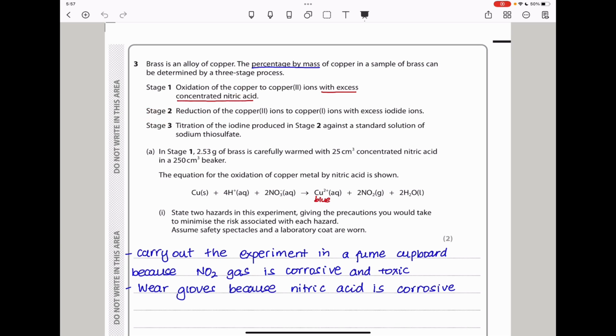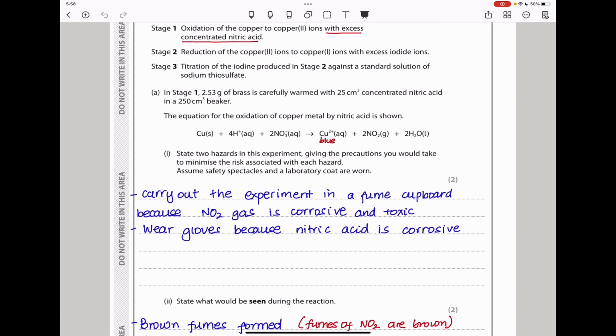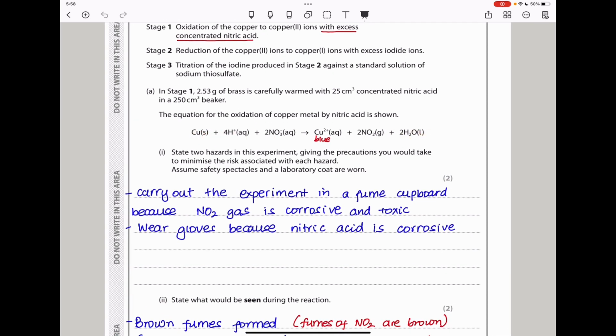In stage 2, there is reduction of copper 2 ions to copper 1 ions with excess iodide ions. And then in stage 3, there is titration of the iodine produced in stage 2 against the standard solution of sodium thiosulfate. So they say in stage 1, 2.53 grams of brass is carefully warmed with 25 centimeters cubed of concentrated nitric acid in a 250 centimeter cubed beaker. The equation for the oxidation of copper metal by nitric acid is as shown below. So we can see this equation and the products.